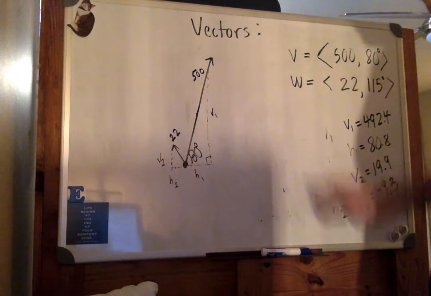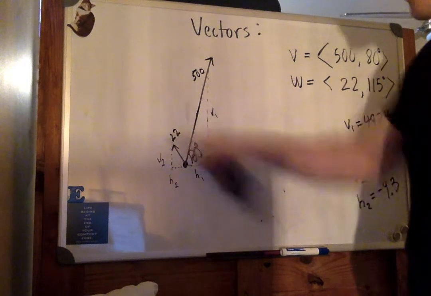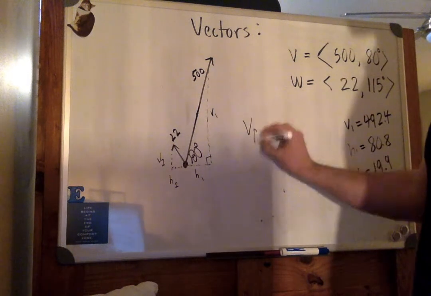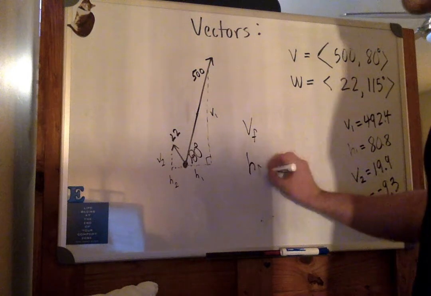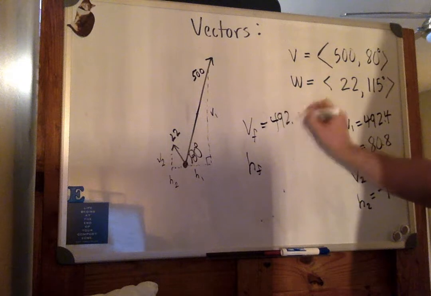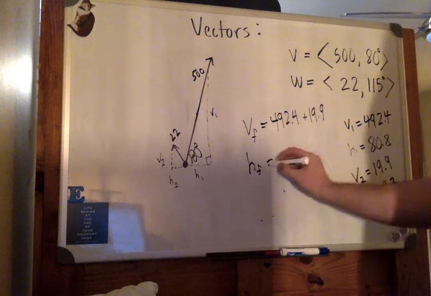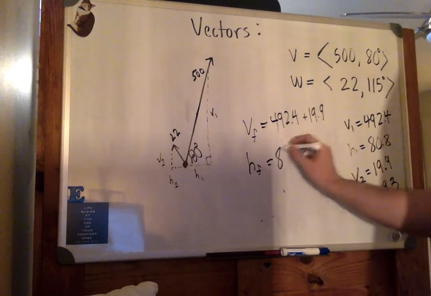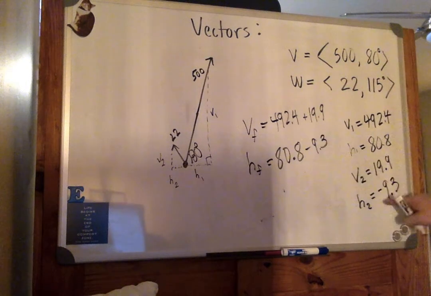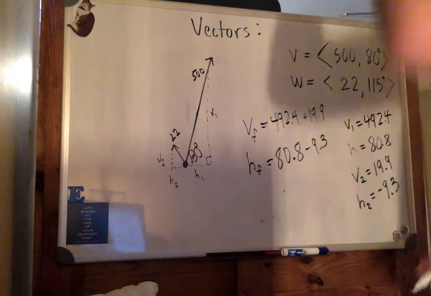Our final finished big vector, the result of adding these two smaller forces together, a 500 and a 22 magnitude force, is going to be, I'm going to call it V final and H final. So V final will be 492.4 plus the other V, which was 19.9, and the horizontal final will be 80.8 minus 9.3, and again, it's minus because it's negative, and it's negative because it's pointed in the opposite direction, so that all makes a lot of sense.